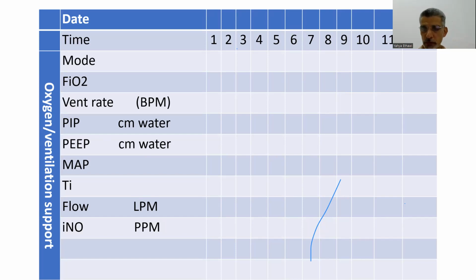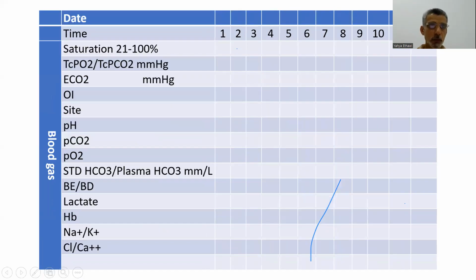We write the flow, which is liters per minute. And if we are on inhaled nitric oxide, it is parts per million. Okay, so this is the first part, which is the oxygen and the ventilation parameters. Okay, and then we write the blood gas.